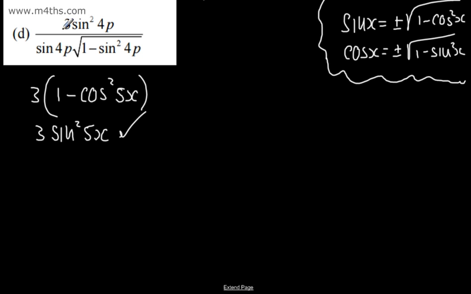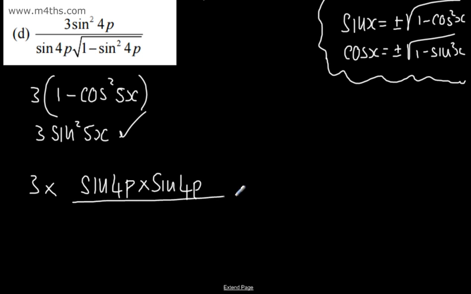Okay, let's look at this one. What we've got here is sine squared 4p, and we've got sine 4p. I'm just going to rewrite this, and I'm going to write 3 times the fraction sine 4p multiplied by sine 4p, over sine 4p multiplied by the square root of 1 minus sine squared 4p. Actually, over time you won't need to do this. Once you see a power of 2 and a power of 1, you will simply divide through. So what we can see from here is that we end up with this scenario.